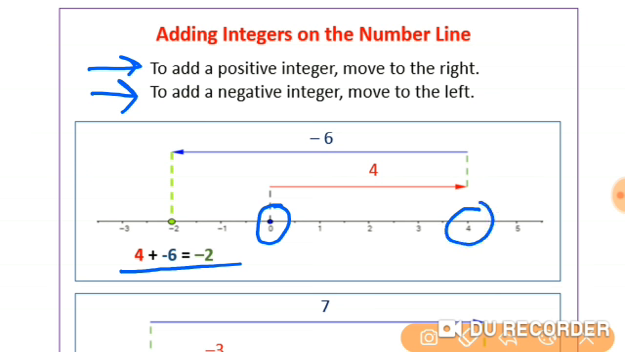So we reach here, and from here we have to add a negative integer. To add a negative integer, we move to the left, and from here we move 6 points towards the left. 1, 2, 3, 4, 5, 6. We reach here. So the answer is, where did we reach? We reached minus 2. So the results are the same from the adding rules as well as when we added it on the number line. So that is how we add integers on the number line.